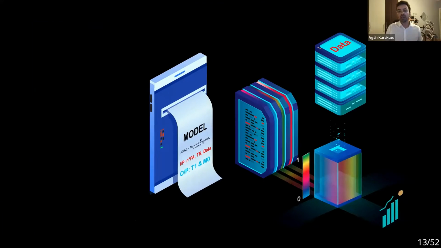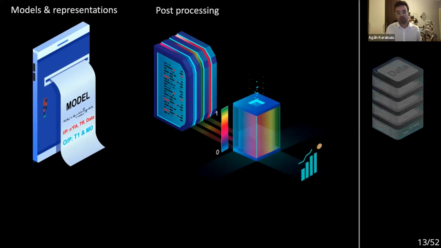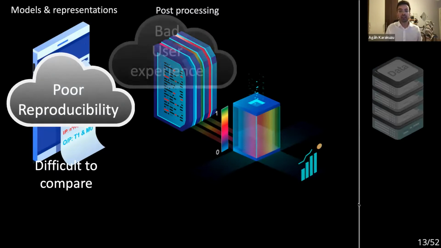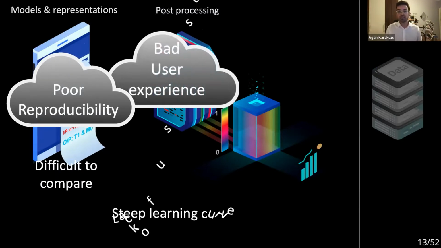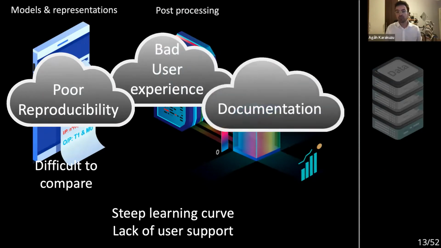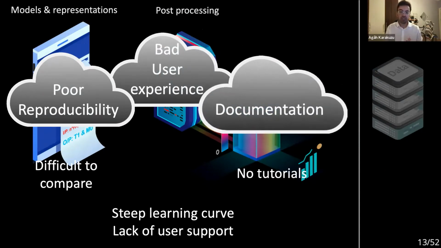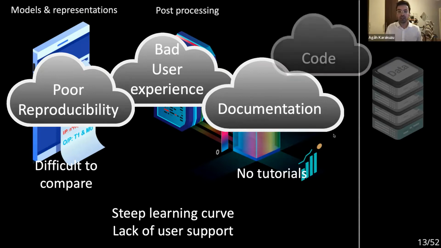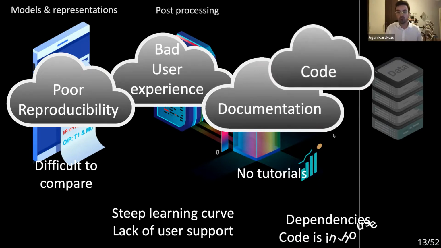So qMRI Lab is mostly concerned with implementation of the models and the processing methods, because we cannot compare methods if we cannot reproduce them in the first place. And in addition to providing a code base, we need to offer user support to promote community engagement. And for both users and developers, good documentation is key to sustain and improve an open source project. So if we cannot remove these clouds of poor reproducibility, bad user experience, and lack of documentation, we cannot encourage external contributions to our code base.